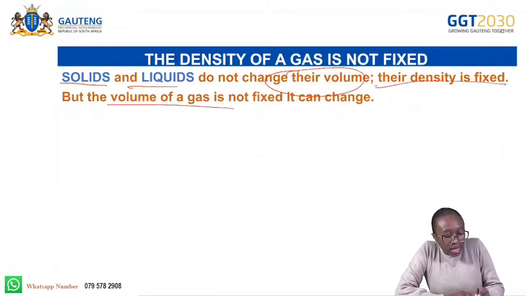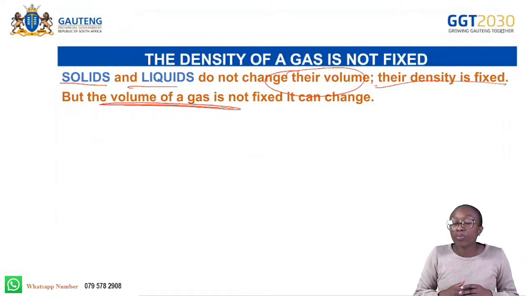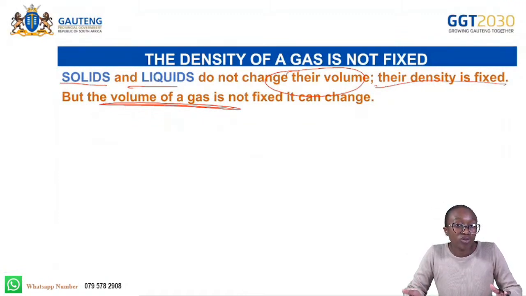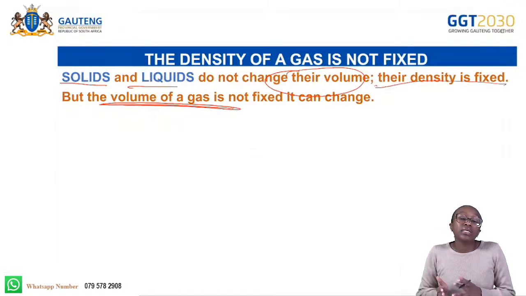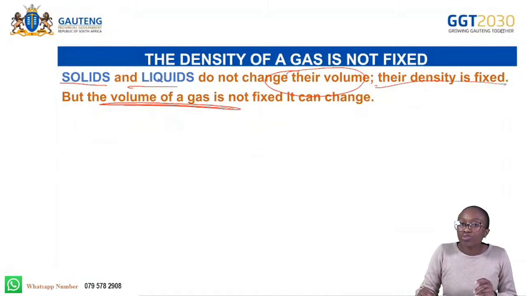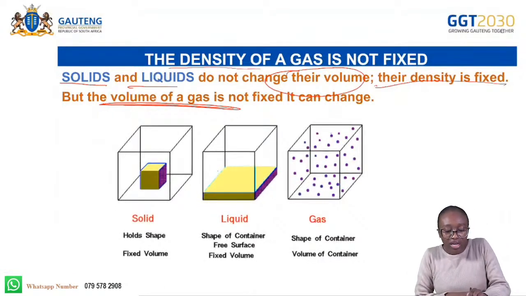Now, the volume of a gas is not fixed. Remember, when we were first learning about the particle model of matter, we said the volume of a gas is subject to change depending on where the gas is. If you put a gas somewhere, it fills the available space. So if you put water vapor inside a 500 milliliter container, it's going to fill up the space, so the volume will be 500 milliliters. If you take the exact same gas with the exact same number of particles and move it into a 1 liter container, what is going to happen? It is going to change its volume to 1 liter. So the density of a gas is not fixed, because the volume of a gas is not fixed.